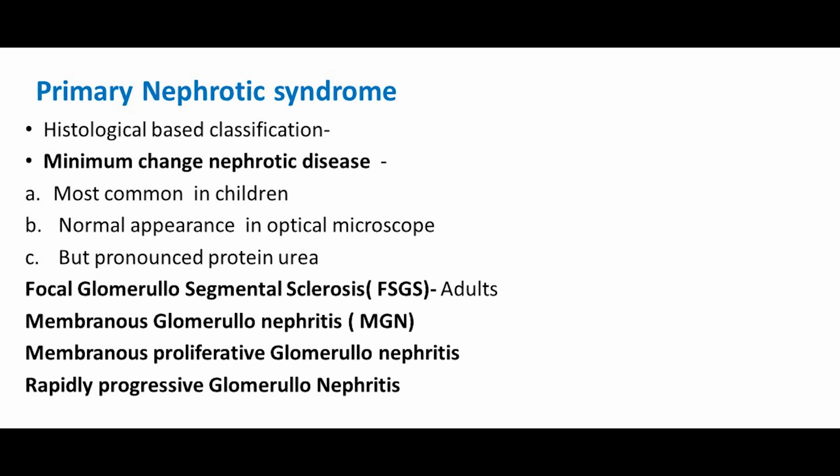One more type of primary nephrotic syndrome is focal segmental glomerulosclerosis. One more is membranous glomerulonephritis. Another is membranoproliferative glomerulonephritis, and one more is rapidly progressive glomerulonephritis. Out of all these, the most important, in about 95% of cases, is minimal change nephrotic syndrome. This is also called idiopathic nephrotic syndrome.